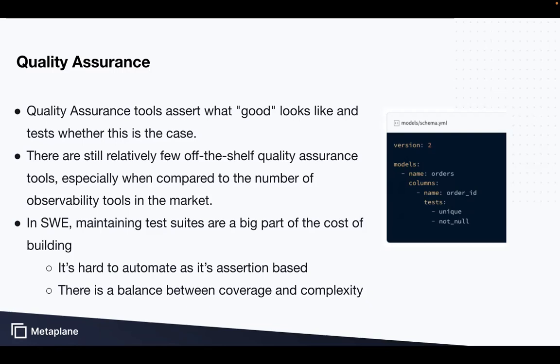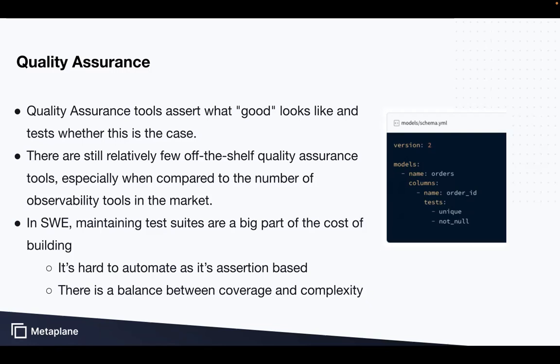And there's still quite a few off-the-shelf quality assurance tools. You've got tools like Avo and Iteratively, which will monitor your tracking plan, but that's very much the very far left of the DAG. And I think we're going to have to get to a point with data where, just like with software engineering, maintaining our test suites will be a big part of the cost of building. And it's something that's quite hard to automate because it's very much assertion based. It's about your company, it's about your organization, it's about what's normal to you and what you'd expect. And that's quite hard to automate. And that's what you see with software engineering, where most test suites are built in-house.